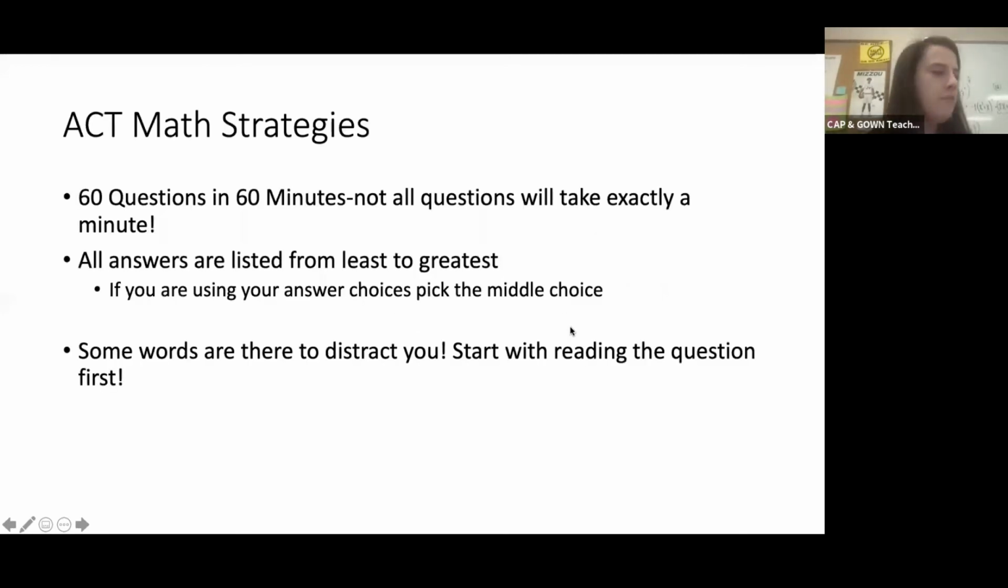All right, so first off, the ACT math portion is 60 questions in 60 minutes. Not all questions will take exactly a minute. All the answers are listed from least to greatest, or smallest to biggest. So if you're using your answer choice to help you find your answer, you want to pick the middle choice. So it's either C or H that you want to start with, and then you kind of know whether you need to go smaller or bigger.